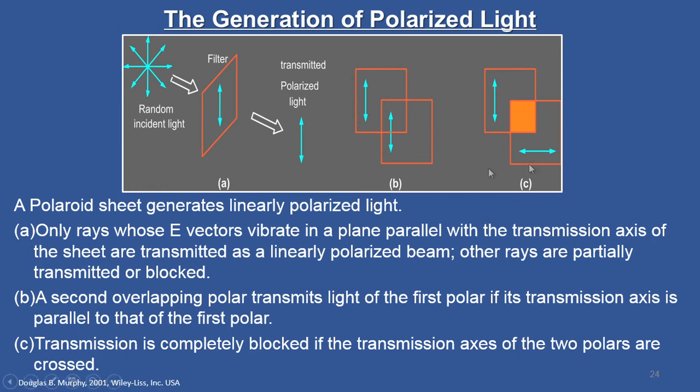Since these directions are parallel, the light will pass through this overlapping polar filter also. And in the case of C, the transmission is completely blocked if the transmission axes of the two polars are crossed. Since these two filters are kept in a crossed orientation, the transmission is completely blocked. So, this is how the polarizer filter will behave.